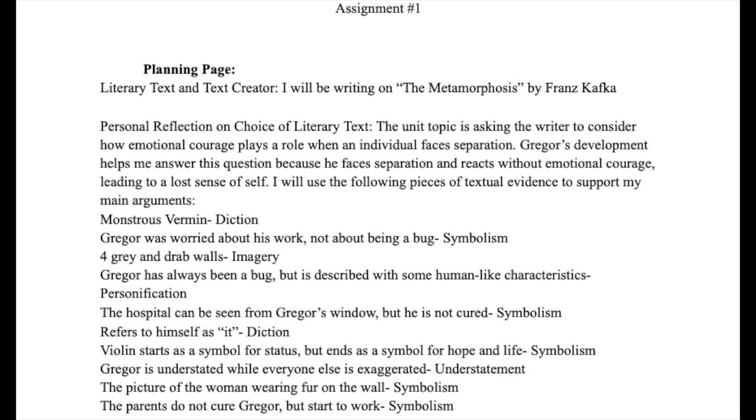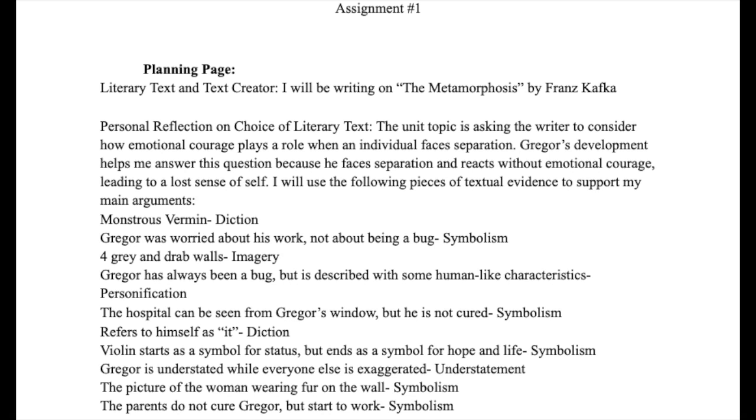So to complete the planning page, what you need to write in the first section where it says literary text and text creator, you just write the novel or short story or play that you're going to be writing on and the author that wrote that piece of text. So for example, I will be writing on The Metamorphosis by Franz Kafka.